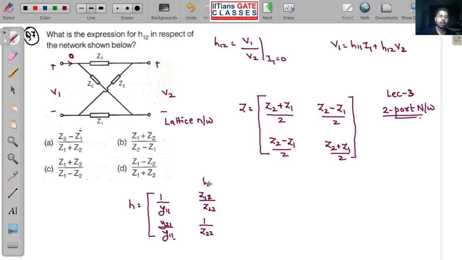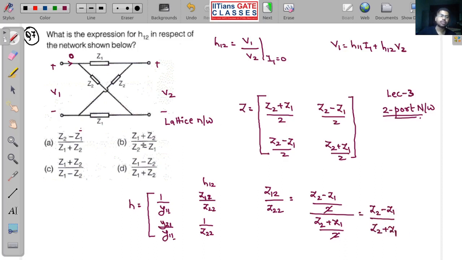You can see what, this is my H12. So H12 is what? Z12 by Z22. So directly I will be taking Z12 from here. So that is Z2 minus Z1 by 2 divided by Z2 plus Z1 by 2. So 2 getting cancelled. It is what? Z2 minus Z1, Z2 plus Z1. So which is your option? Option number A is your correct answer.